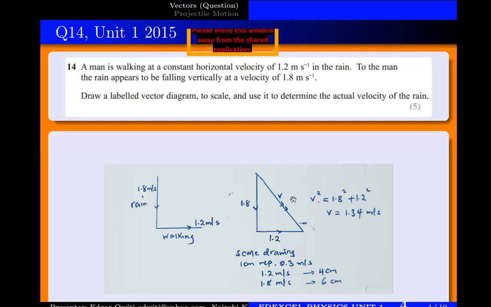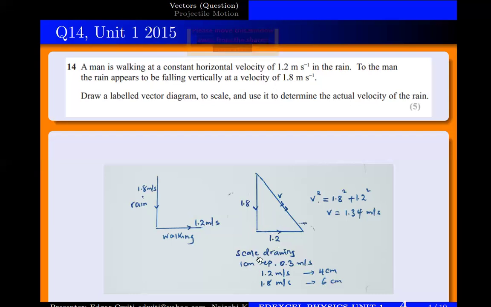You simply take the hypotenuse squared is equal to one of the sides squared plus the other side squared, and then of course you work out the velocity and you get 1.34. So if someone has to do it to scale, because the question says you do have to do it to scale, you have to choose a scale that will accommodate 1.8 meters per second and 1.2 meters per second. You should make sure that your scale does not make your figure too small or too big to fit into the space that you have.